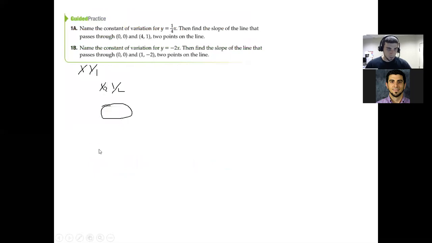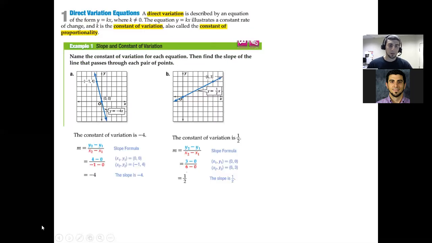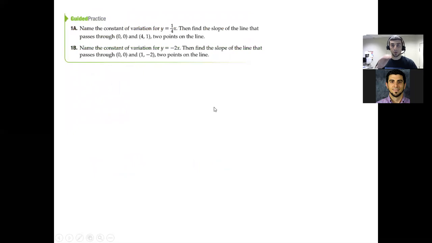So let me back up a second. If you notice, the slope of the line is the same as the constant of variation or the constant of proportionality in these two equations. You probably noticed that really quick. All right, here's a couple for you to try. Go ahead and pause the video and hit play when you're ready.